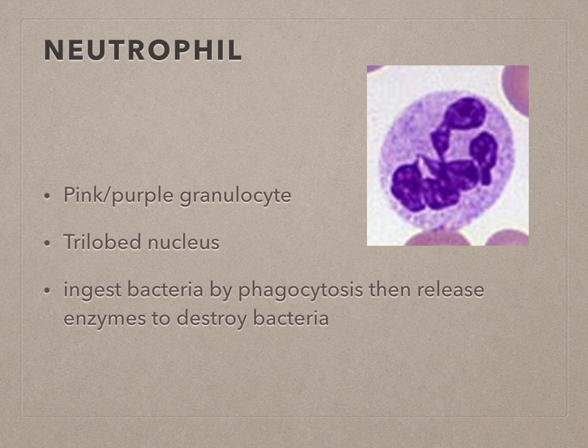A neutrophil is a pink-purple granulocyte. It has a trilobed nucleus, which means the nucleus has 3 lobes. As seen in the picture, you see the 3 lobes of the nucleus, and you see the pink-purple little dots in the cell. Neutrophils ingest bacteria by phagocytosis, which means it eats it. It consumes the bacteria, and then once the bacteria has been consumed, it releases enzymes to destroy the bacteria.